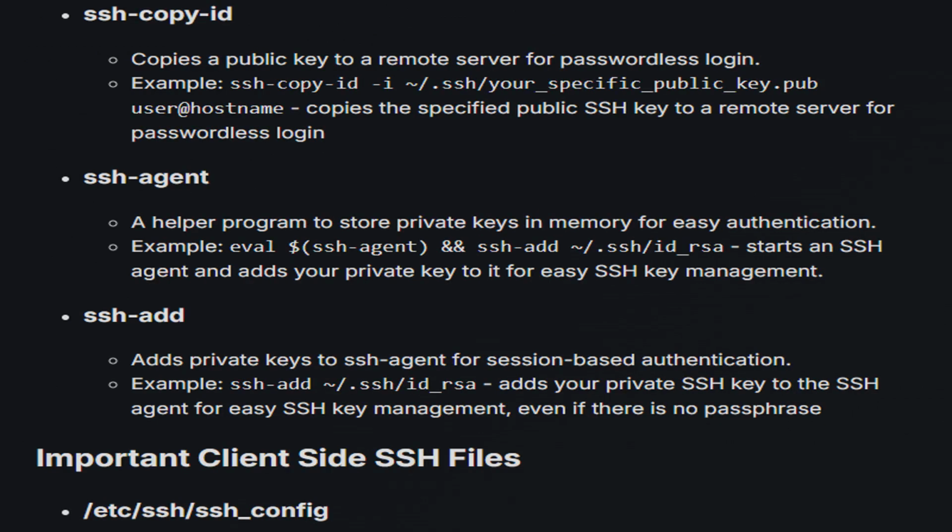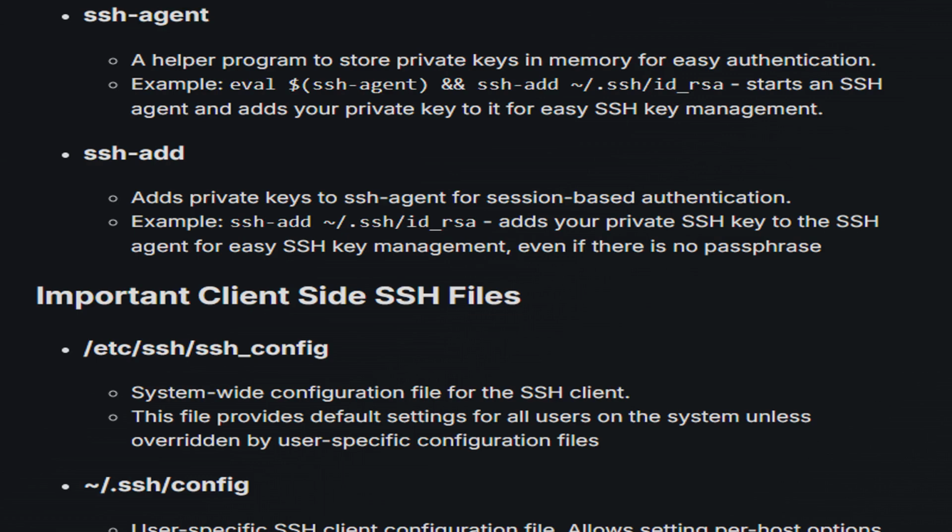The text discusses the ssh-copy-id command, which is used to copy a public SSH key to a remote server, enabling passwordless login. The command syntax is provided as ssh-copy-id -i ~/.ssh/your_specific_public_key.pub user@hostname. The text discusses SSH Agent, a utility that temporarily stores private keys in memory to simplify authentication. It provides a command, eval ssh-agent and ssh-add ~/.ssh/id_rsa, to start the SSH Agent and add a private key, enhancing SSH key management and ease of use.